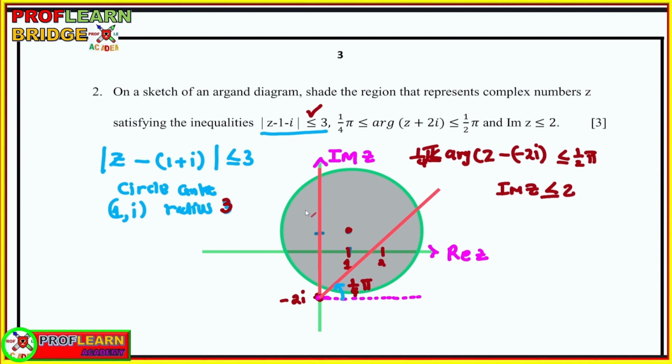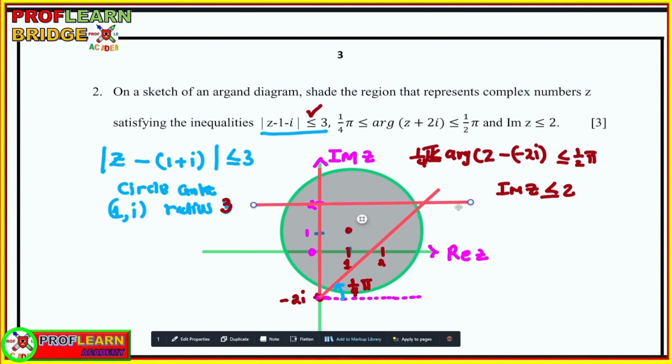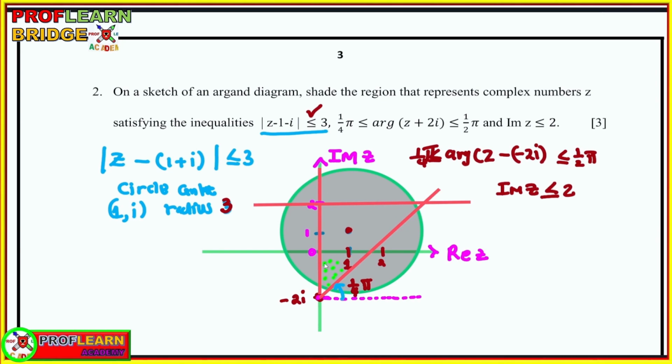So we go on the imaginary axis, we identify where we have 2, we draw it like that, and this is going to be below that. So the region representing this locus that we're given here is this region I've labeled with those green colors. All right, so that's what you're expected to do.